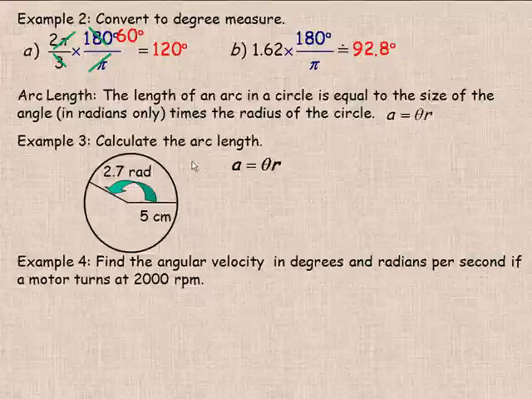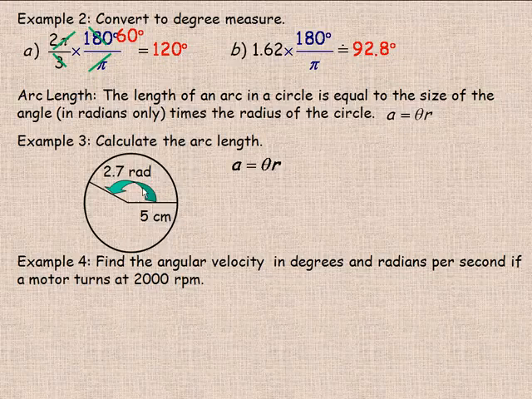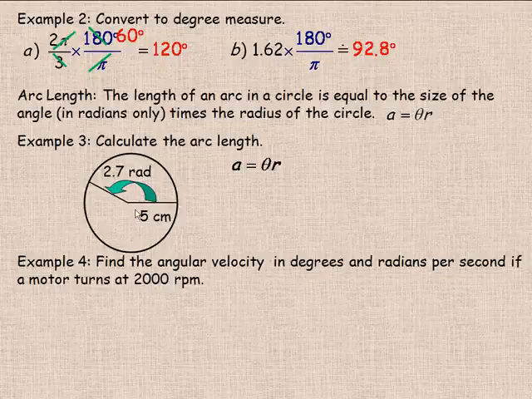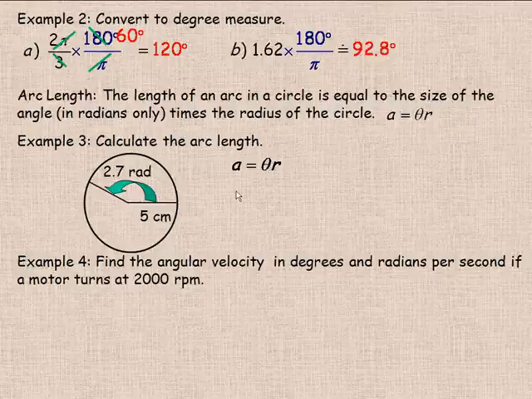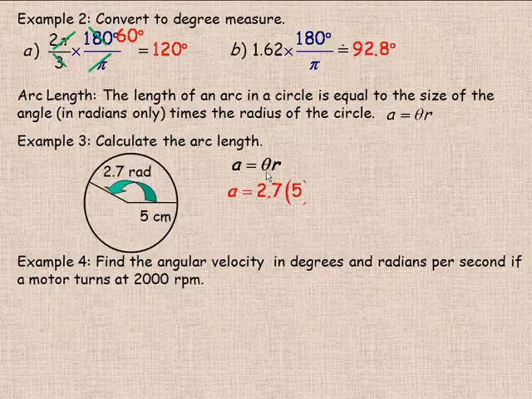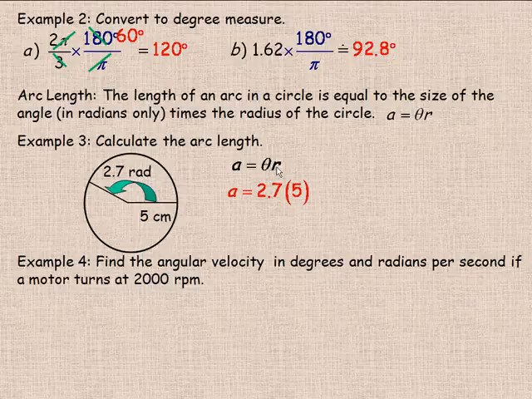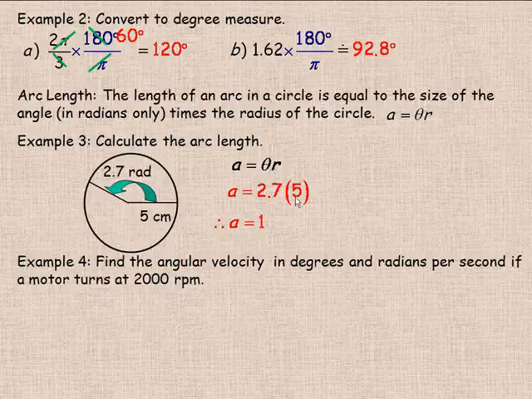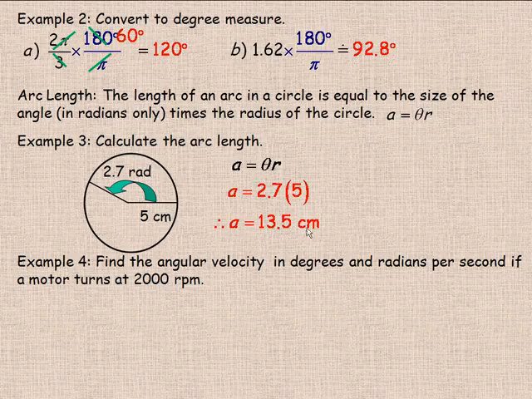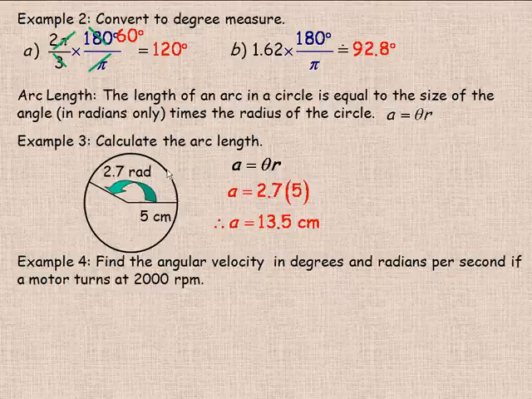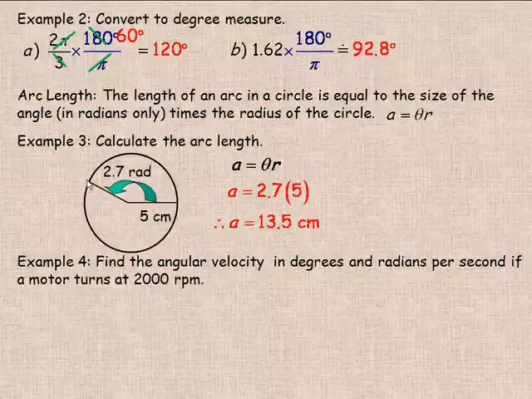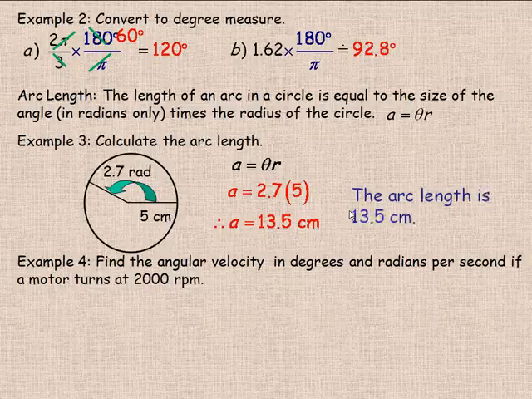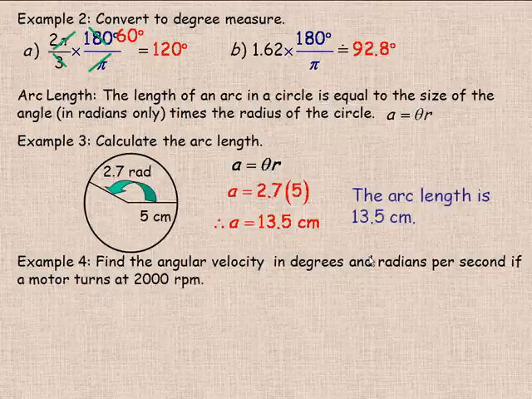And so in this example we're asked to calculate the arc length. This is a 2.7 radian angle and the radius is 5 centimeters. And so I will plug in place of theta 2.7 radians, and the radius is 5 centimeters, and 2.7 times 5 is 13.5 centimeters. So it'll be 13.5 centimeters along there. So the arc length is 13.5 centimeters.